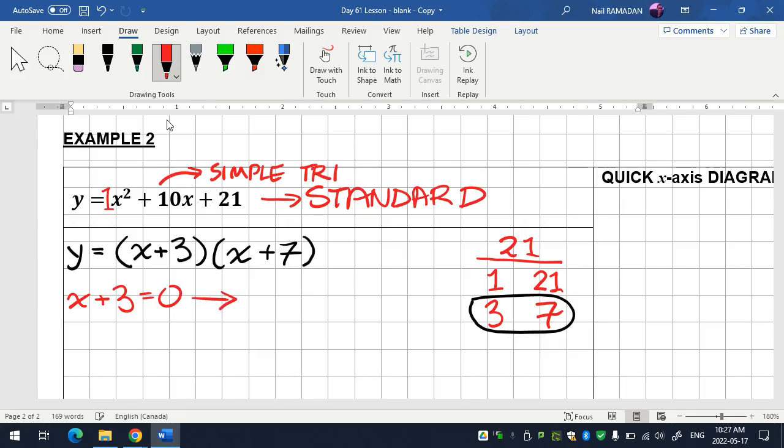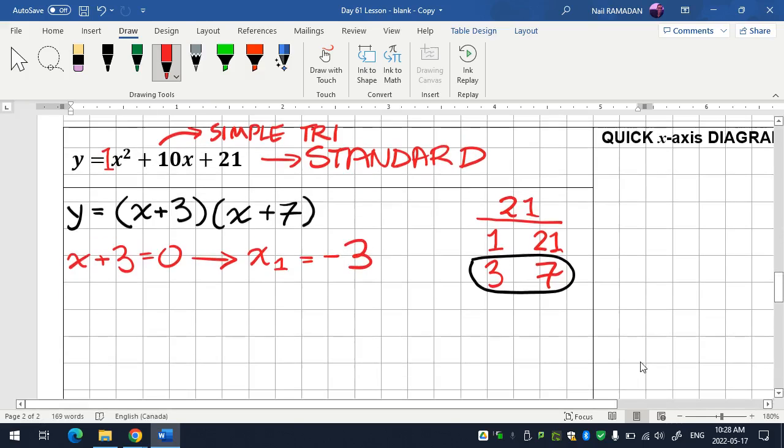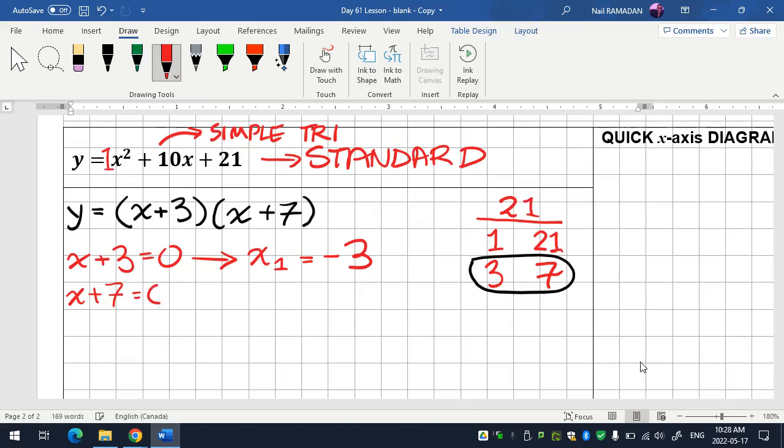Hey, that's an easy one to solve. You just move the plus 3 to the other side. So your x1 is equal to negative 3. All right, next. x plus 7 equals 0, which means your second x will be moving the plus 7 to the other side, which is minus 7.